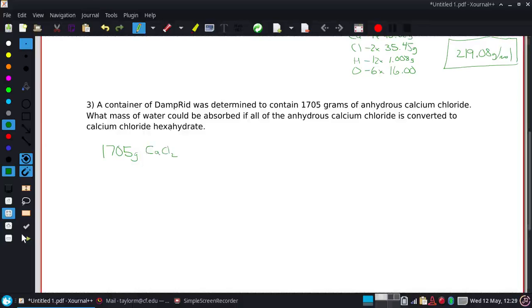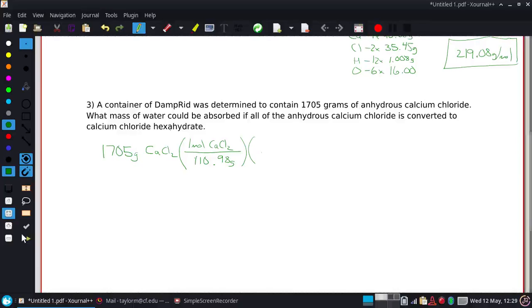But to be honest, if we went and bought some DampRid, there's a good chance some of it's already been hydrated. So it's not going to be 100% calcium chloride. But what we're going to do to figure out the mass of water that's going to be absorbed is just figure out how many moles of calcium chloride we have in here. Now this will make sense when we actually look at this a little bit more. So, all right, the molecular weight there, that was 110.98 grams.